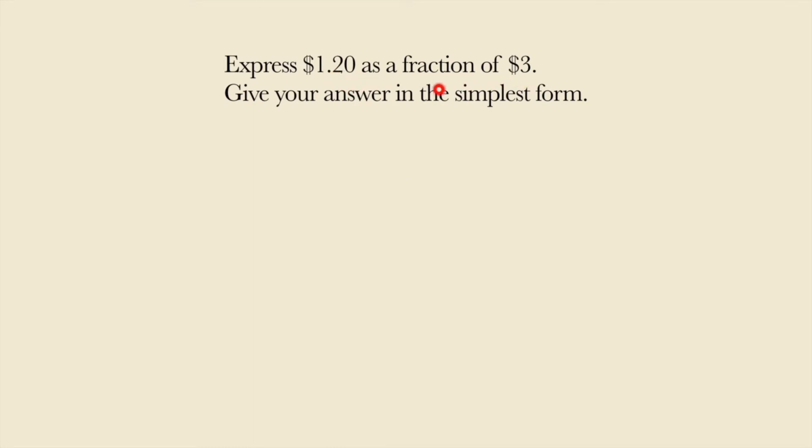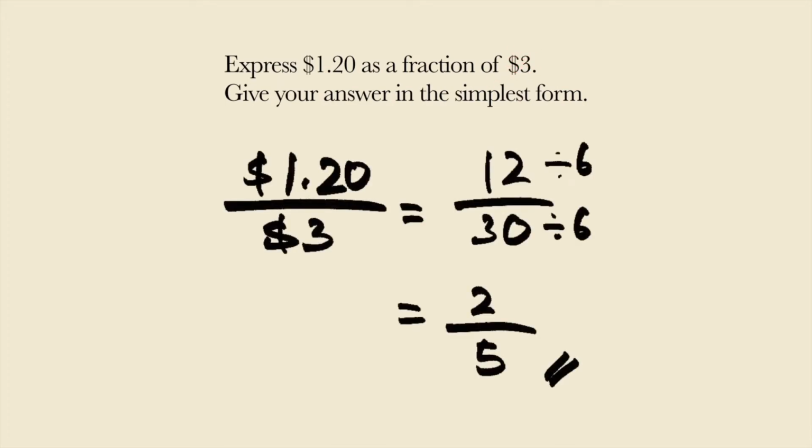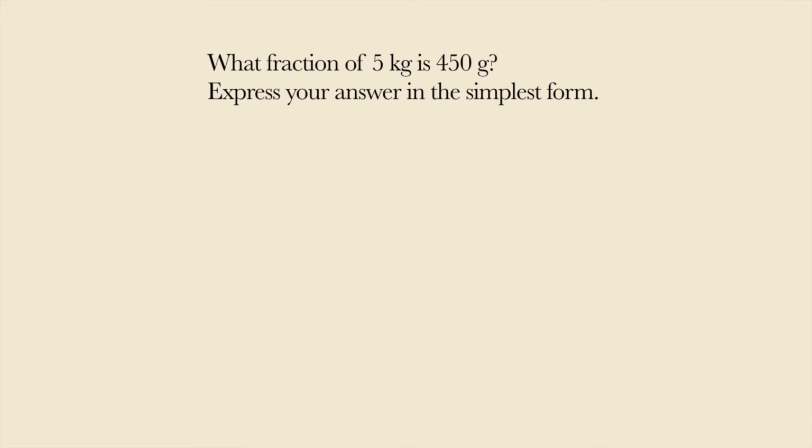Express $1.20 as a fraction of $3. Now, the good news is both are in dollars, and we notice that $3 is the denominator. If you multiply by 10, it's not going to be 1.2 anymore, it's going to be 12. If you multiply by 10 for the numerator, you must do the same for the denominator. Divide by 6, you will get 2 over 5.